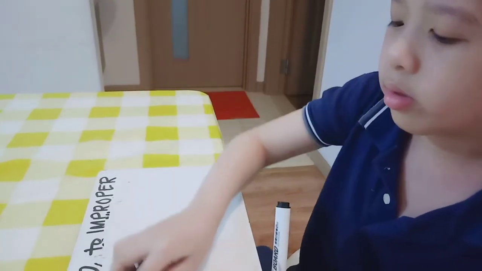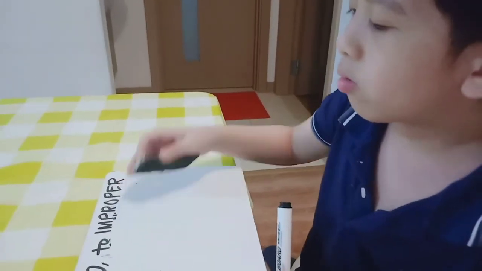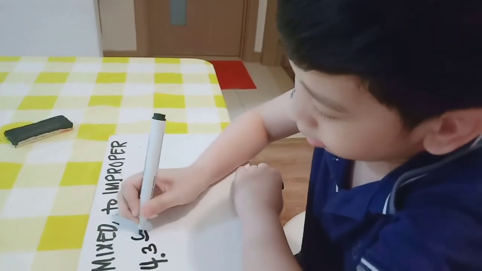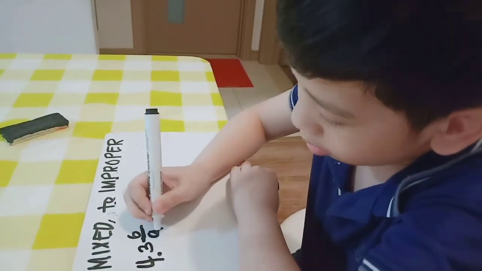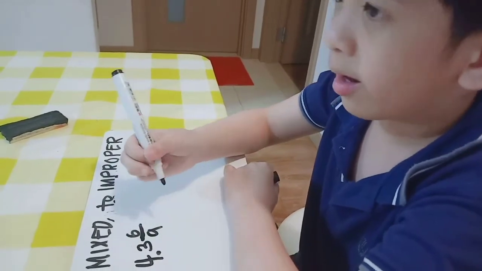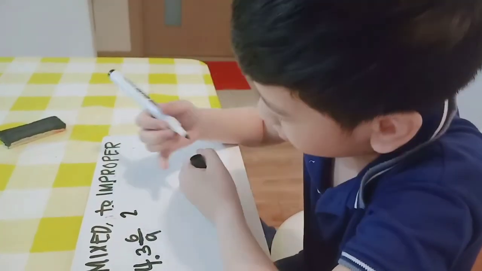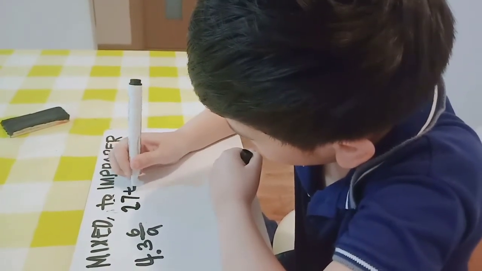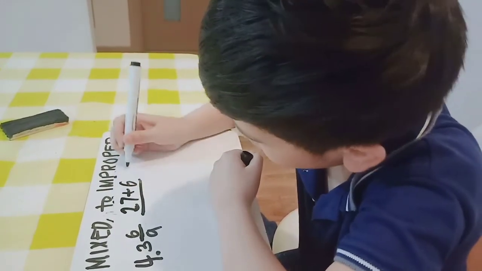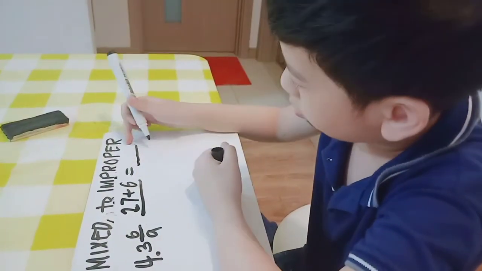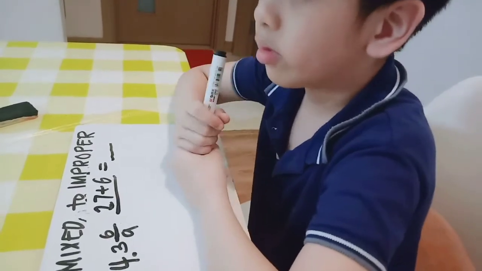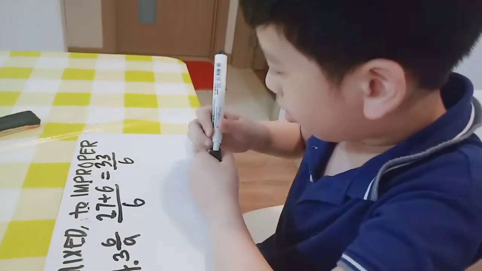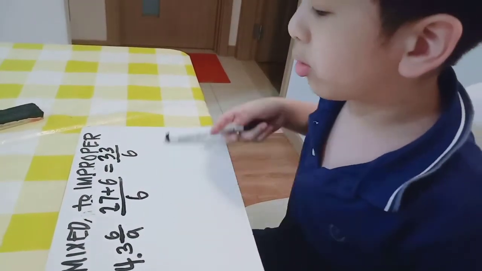Okay, we are going to do 2 more problems. We have the 4th problem, 3 6/9. 3 times 9, the answer is 27. Add 6. So the answer is 33 over 9. So your answer is 33 over 9.